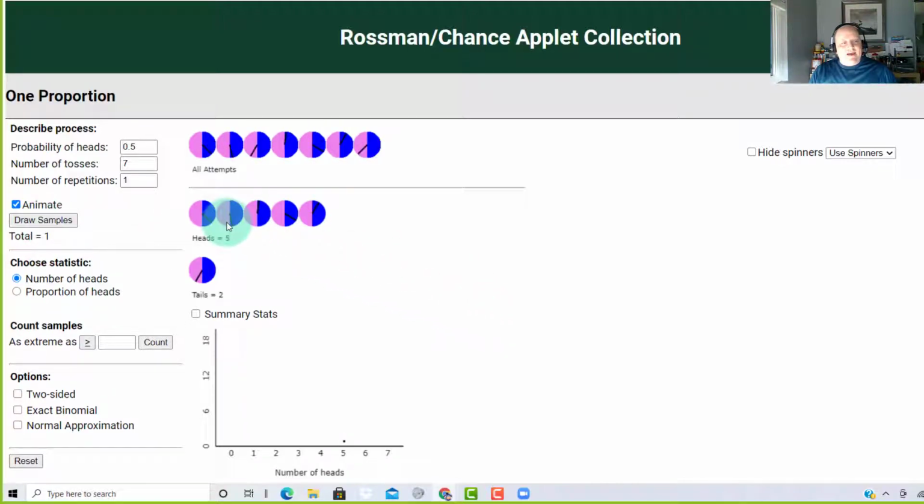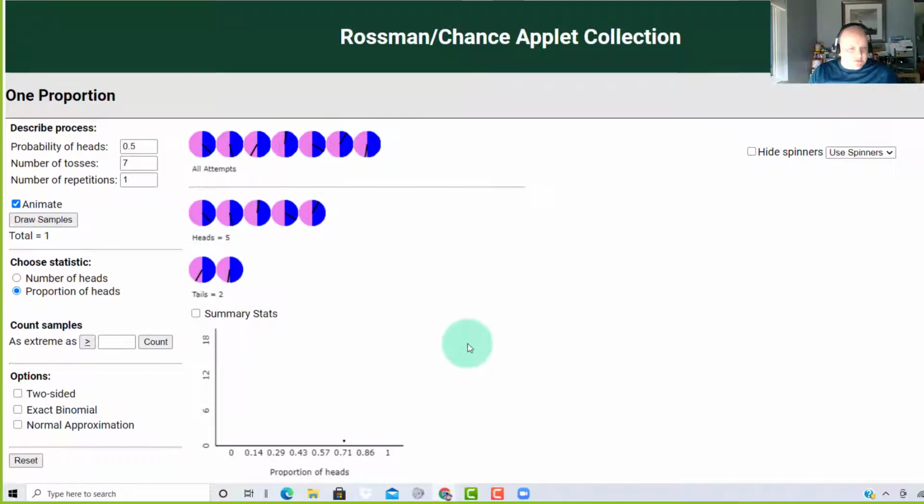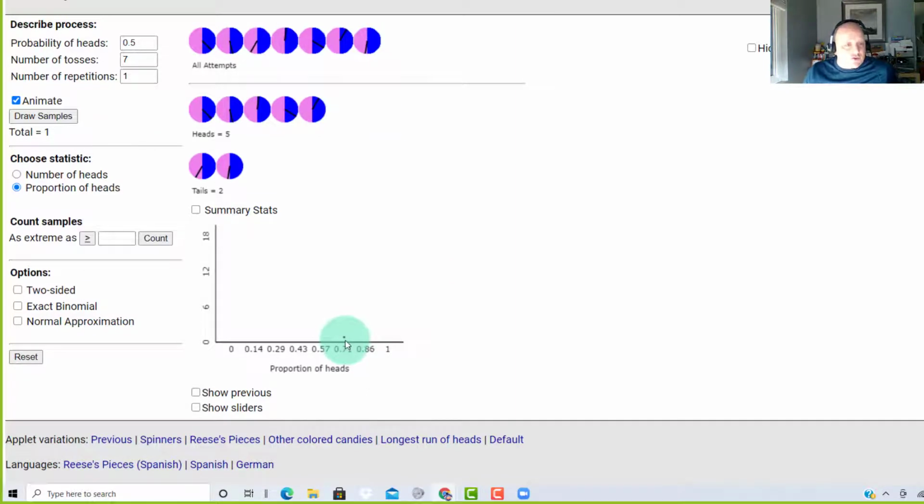So now when it says heads, we're going to assume that heads is like success. So in this sample of 7, we had, let's say, 5 black cards and 2 red cards. Okay, so that gives us down here a proportion for our sample of 71%.